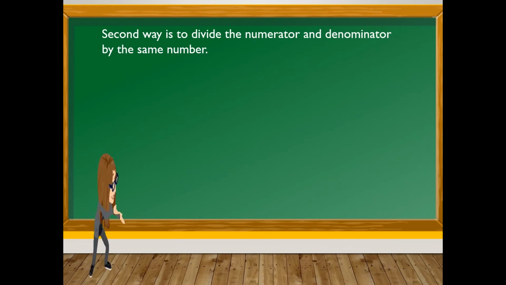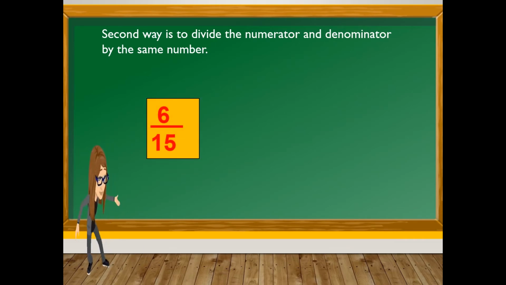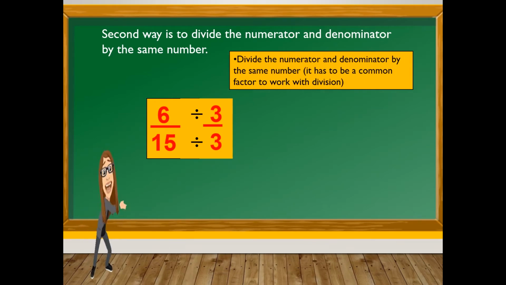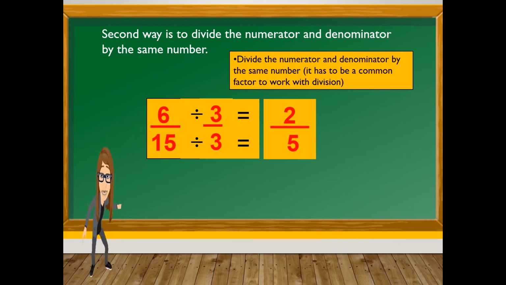Okay, second way is to divide the numerator and denominator by the same number. Example, 6/15. It can be divided by 3. Divide the numerator and denominator by the same number. It has to be a common factor to work with division. So 6 divided by 3 is 2. 15 divided by 3 is 5.